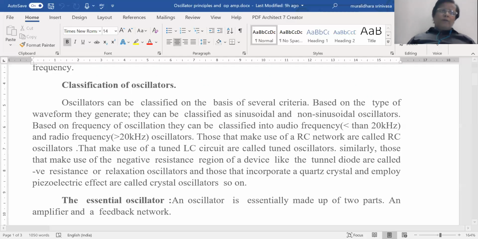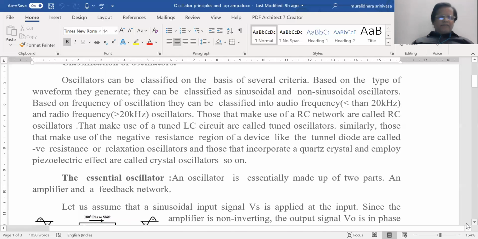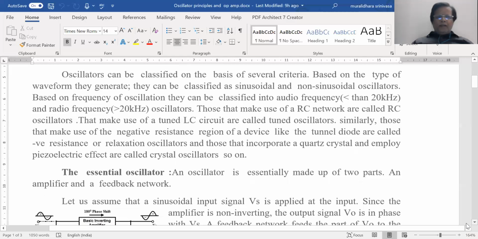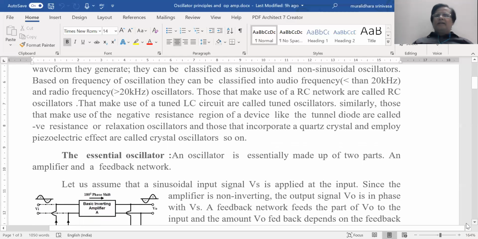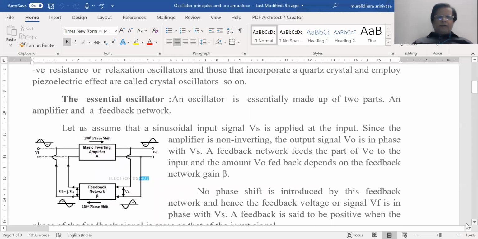You can also use a crystal like quartz to produce highly stable, high frequency oscillators, and they make use of the piezoelectric effect. They are called crystal oscillators. So essentially an oscillator has two things, an amplifier circuit and a feedback network.